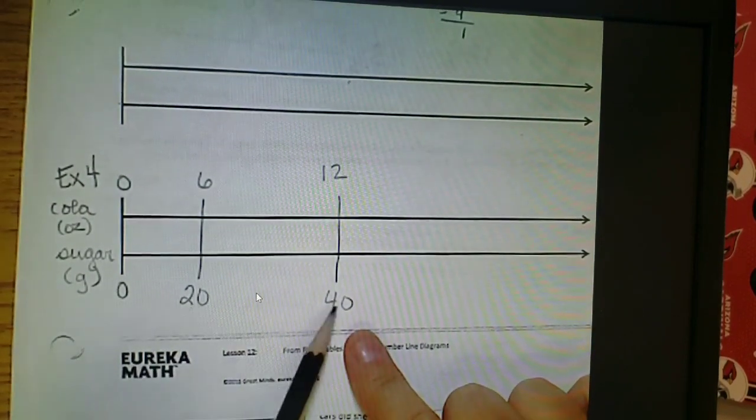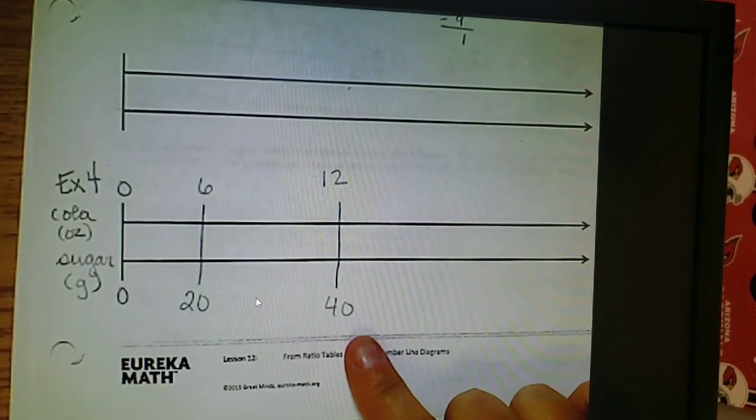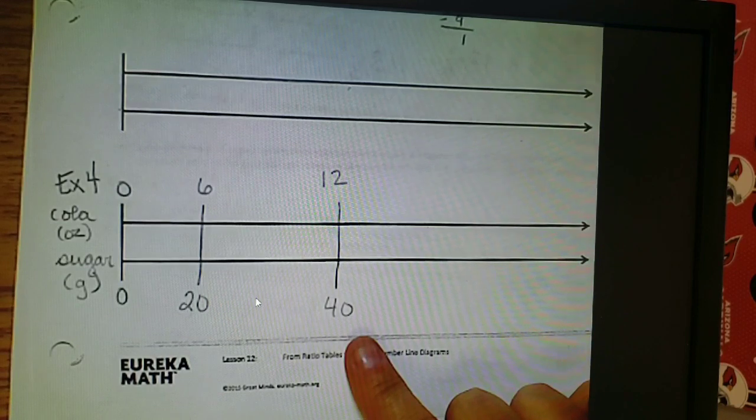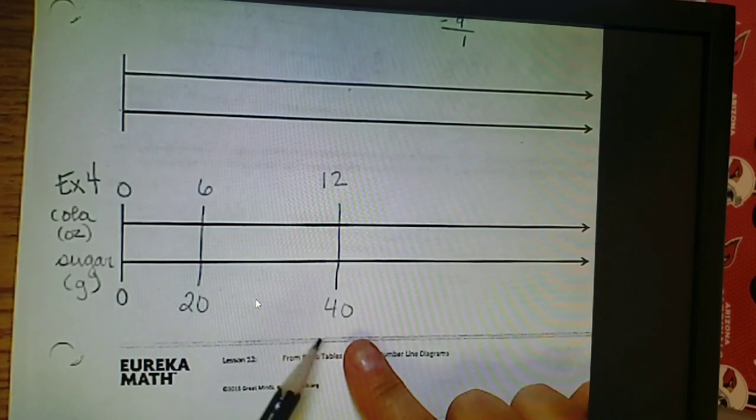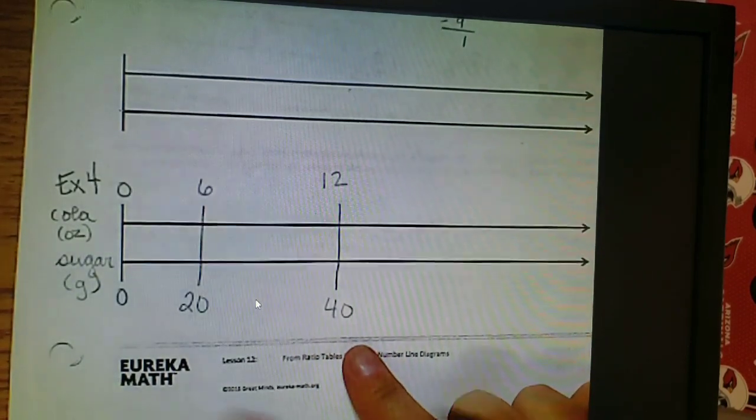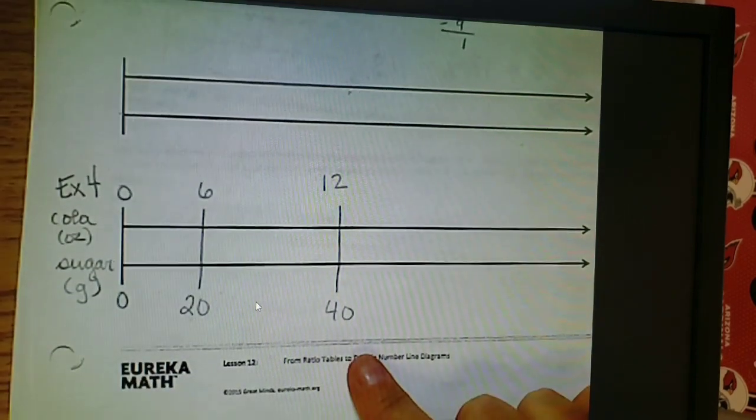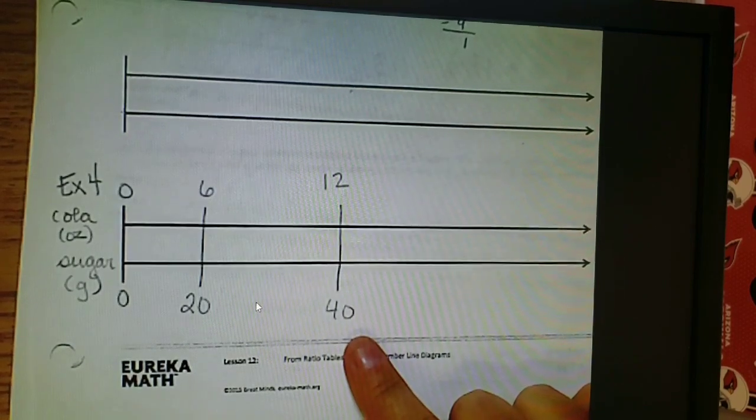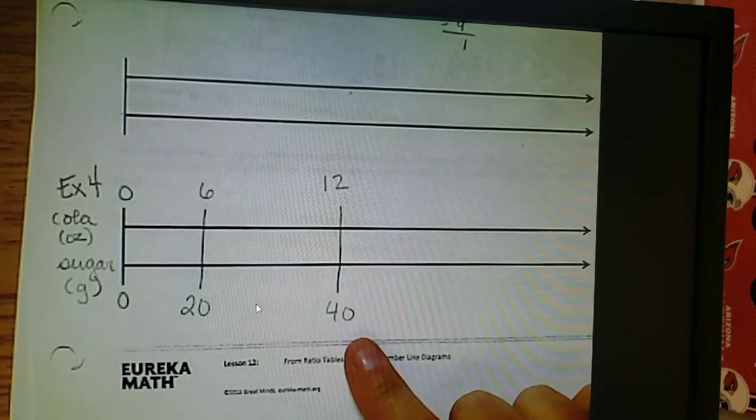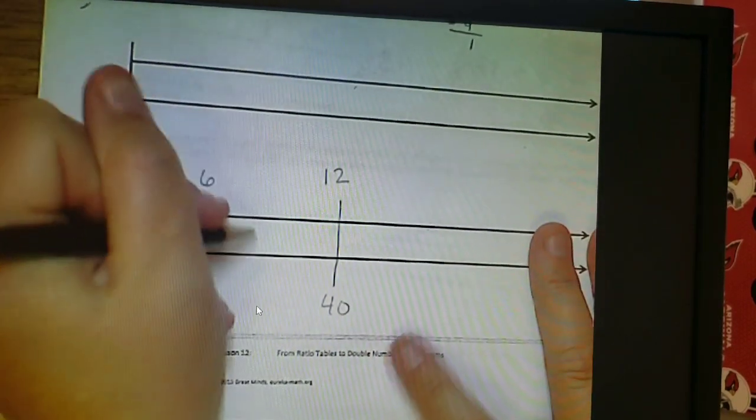What can we count by to get from 20 to 40 and hit 25? We could count by ones, but that's going to be a lot of spots. If we count by twos, we have 22, 24, 26. Did we say 25? No, so we can't count by twos. If we did threes, we're not ever going to get to 40 counting by threes. We're going to miss it. We could do fives: 25, 30, 35, 40. So on this one, we're going to count by fives.